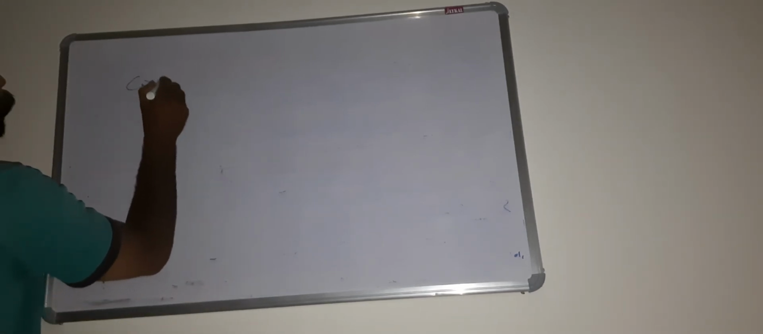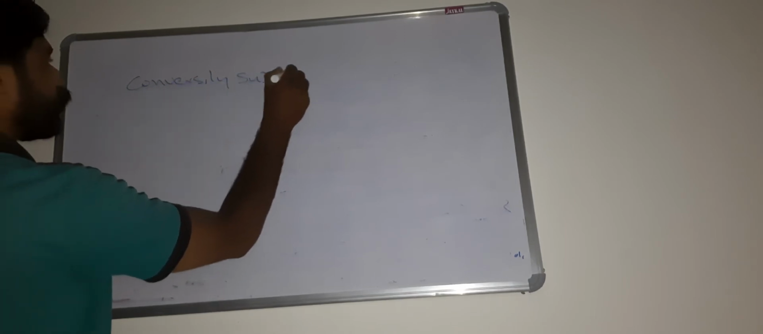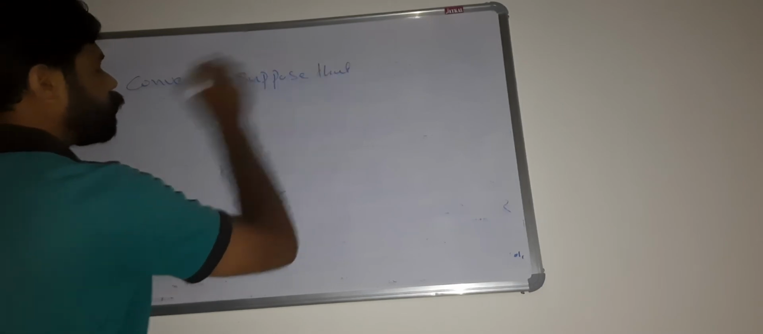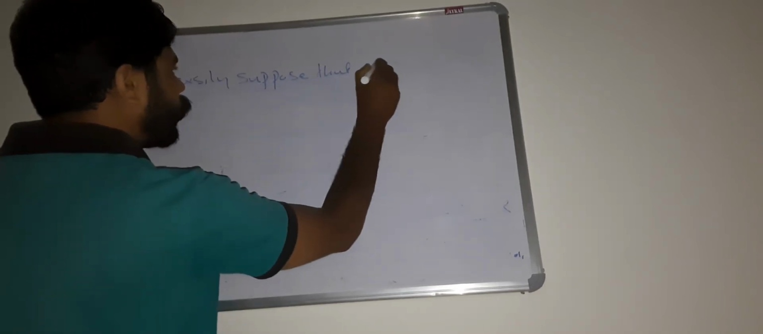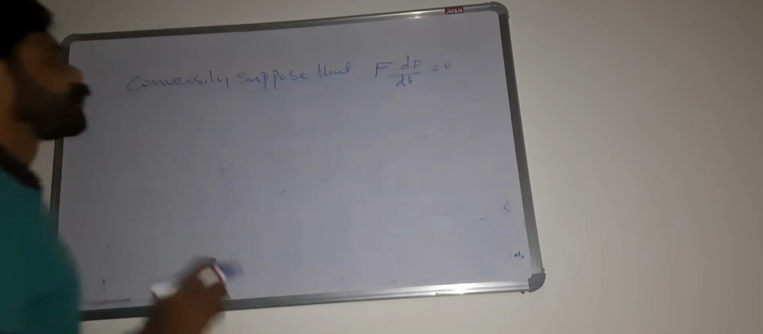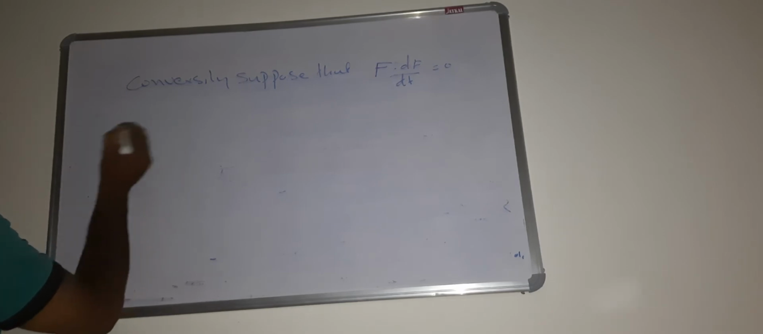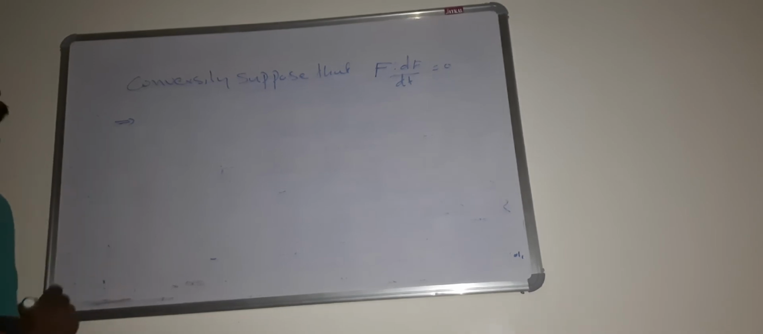Conversely, suppose that f dot df by dt equal to 0. നമുക്ക് എന്ത് പ്രൂവ് ചെയ്യണം? Magnitude of f is constant. എങ്ങനെ പ്രൂവ് ചെയ്യും? വളരെ സിമ്പിൾ ആണ്. f dot df by dt equal to 0 implies നമുക്ക് എന്തെല്ലാം പറ്റും?